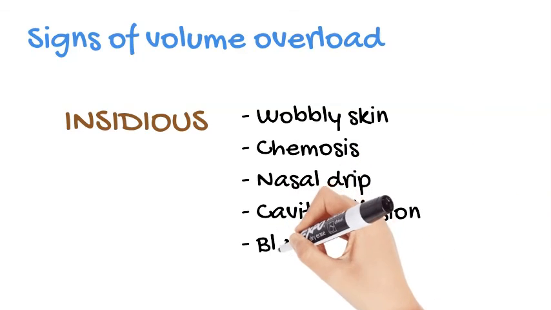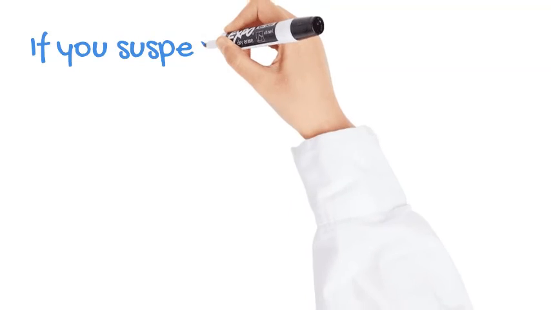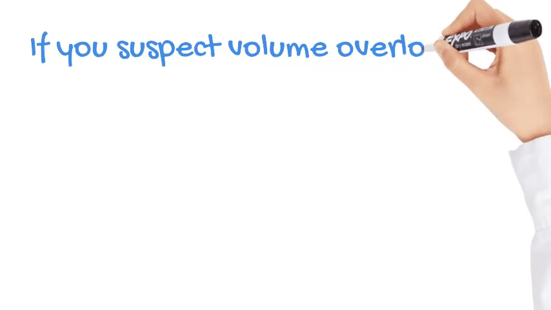Anytime you suspect a patient is volume overloaded, the solution is very simple. You turn off the fluids. You do not turn them down. You do not equivocate. You hit the stop.